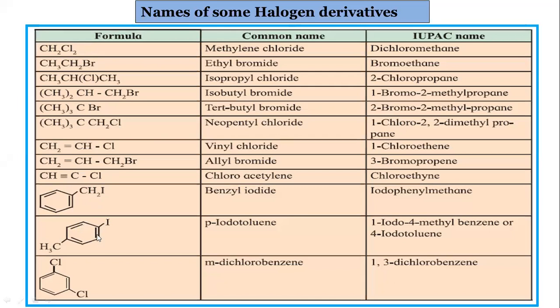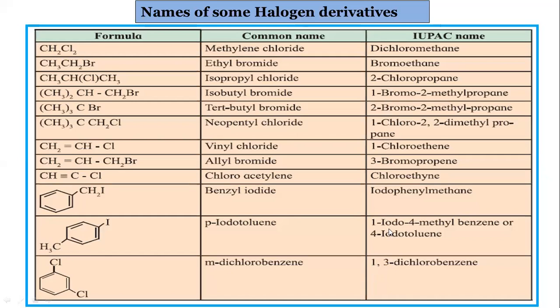This is an example of haloarenes. See, CH3 and iodine are at 1,4 position. It is also called para position. So the name is para iodotoluene. It is the common name. IUPAC name is 1-iodo-4-methyl benzene or 4-iodotoluene also, because when CH3 is attached to the benzene ring, it is also called toluene.